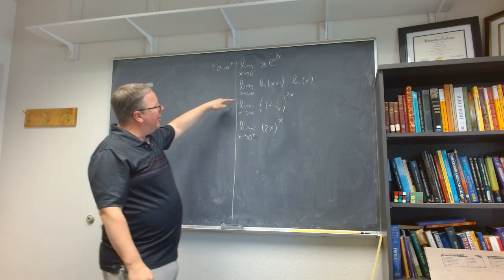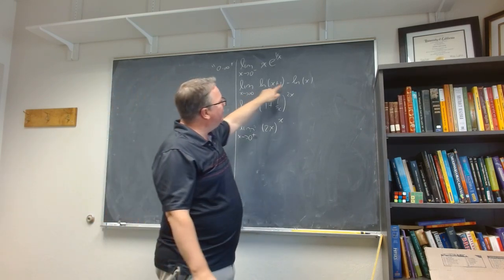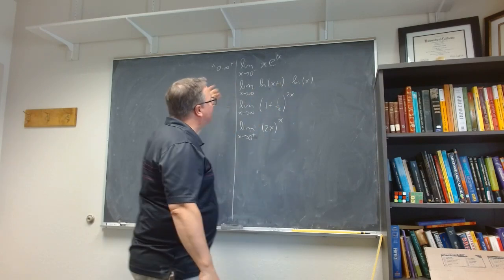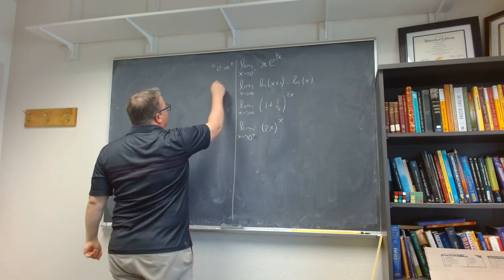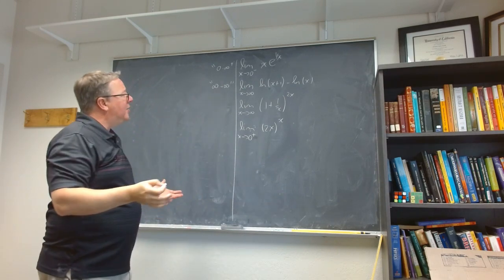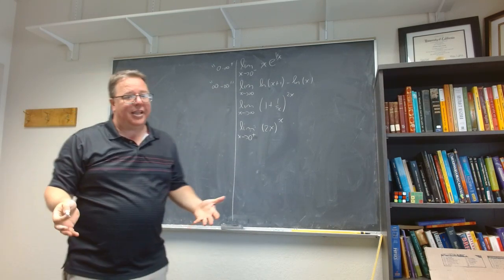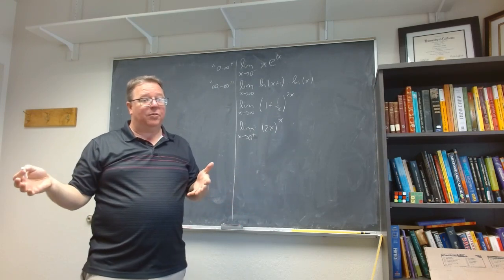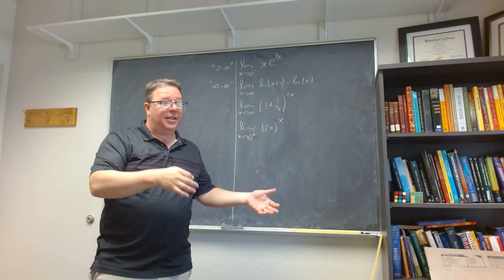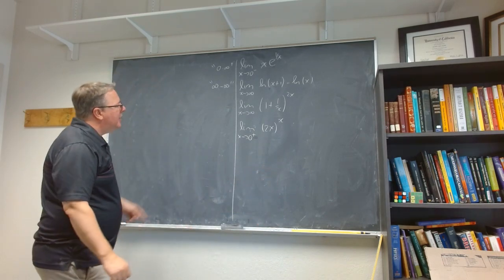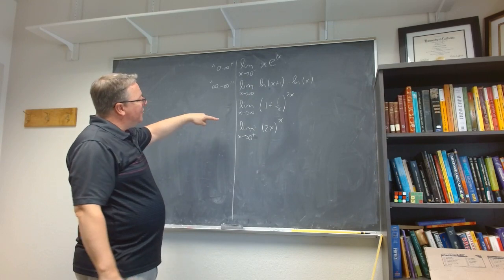The second one, both of these look very similar. This goes to infinity, this goes to infinity, but we're subtracting them. So we're looking at something that looks like infinity minus infinity. And so the question is, is one bigger than the other? Are they going to collapse? Are they going to cancel out? Or is one of them going to win? Is it going to go to plus infinity, to minus infinity, or to somewhere in between? We don't know.